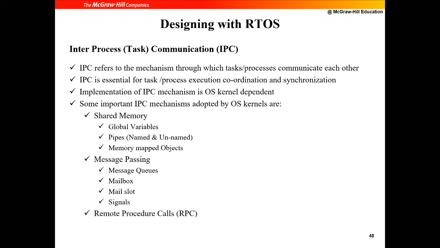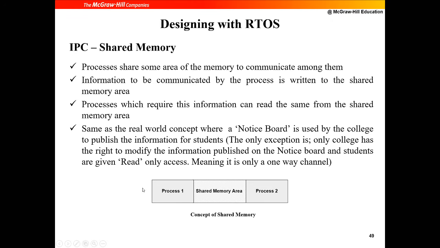As we see, we need some kind of communication between these processes. It's called inter-process communication or inter-task communication. There are different types of these IPCs. The first one is shared memory, next we have message passing, and finally remote procedure calls. In shared memory, you have global variables, pipes, and memory objects. These three techniques come under shared memory. In message passing, you have message queues, mailbox, and mail slot, which is very similar to mailbox, and then you have signals. And finally we have remote procedure calls.